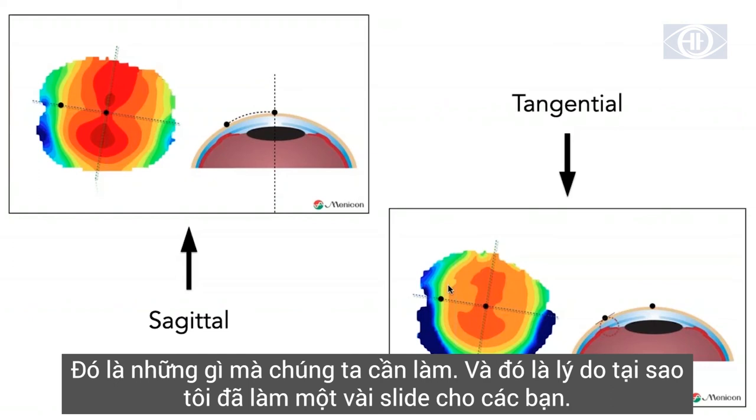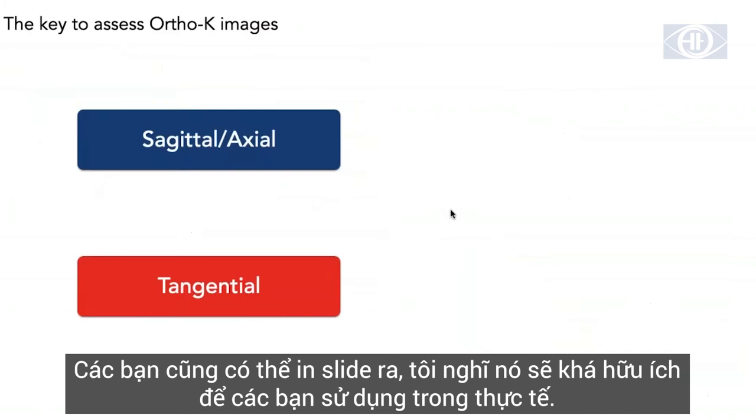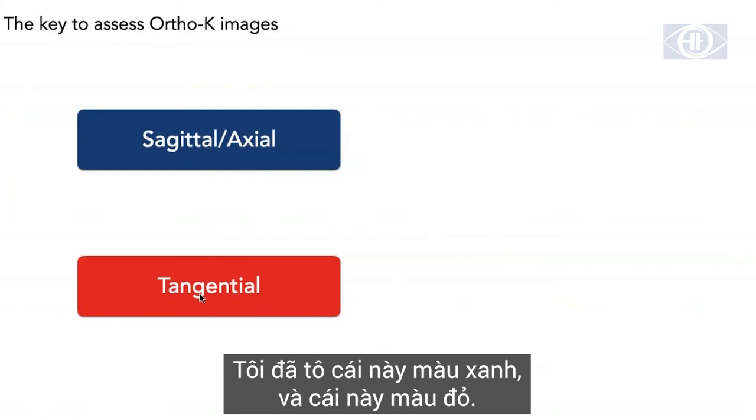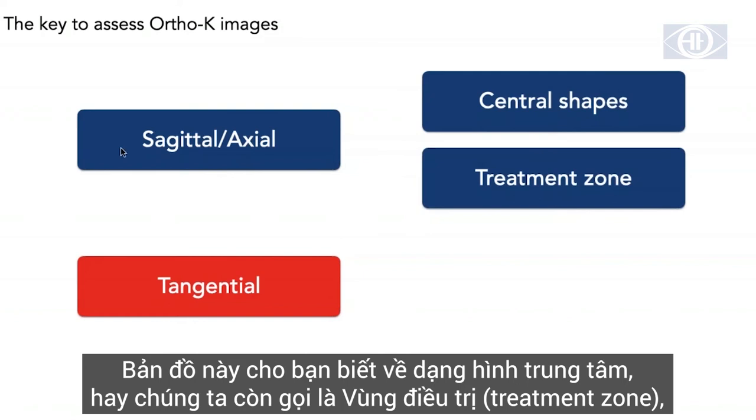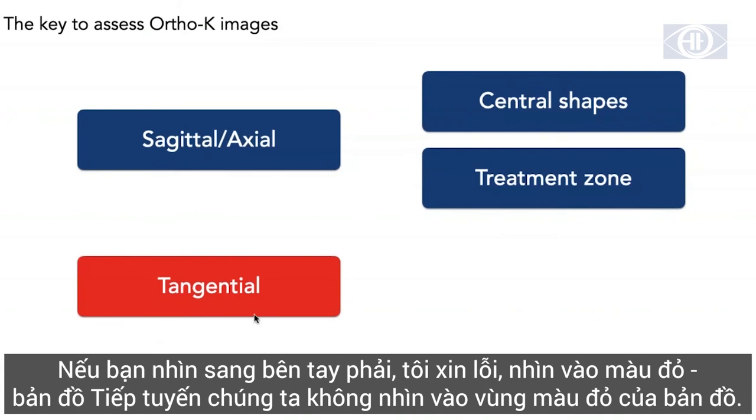I made a couple of slides especially for you guys, which you can make print screens of, because I think that's very handy to use in your practice. So I turn to my next slide, and don't make a print screen yet. I make it blue and I make it red, and that correlates with the colors you have to focus on in your topo map. If you look at the sagittal map, the axial map, you focus on the central shapes. That map is telling you something about the central shapes. We call that the optical zone, the treatment zone, and different names, but it is the center area of the fit.